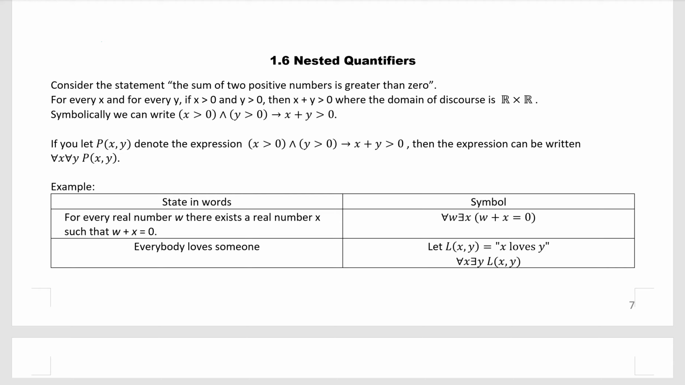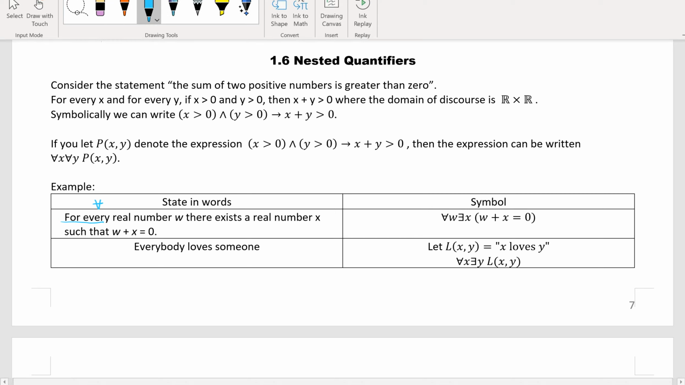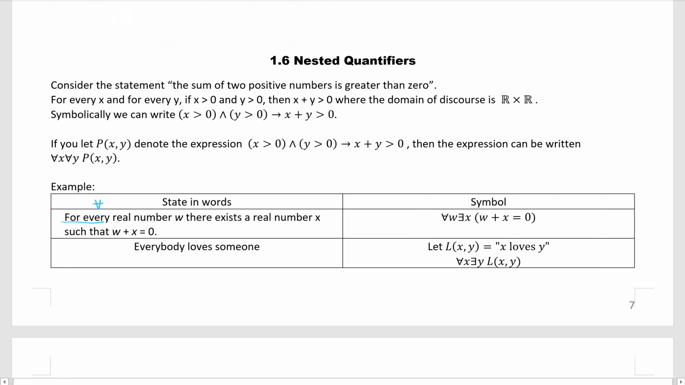So suppose, stated in words, we have this. For every real number w, there exists a real number x such that w plus x equals 0. So for every, that is this symbol. For every real number w, so for every w, we have this notation.